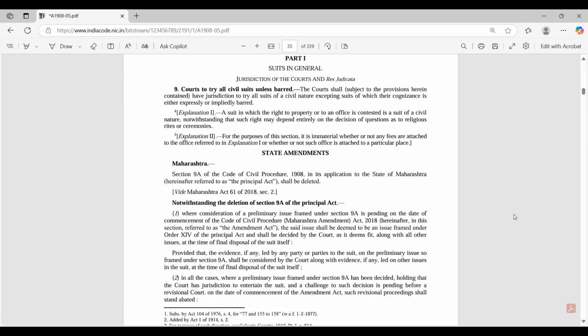So there are certain limitations: courts cannot touch those matters and do not have jurisdiction over them. Explanation 1 says that a suit in which the right to property or to an office is contested is a suit of a civil nature, notwithstanding that such right may depend entirely on the decision of questions as to religious rites or ceremonies. This is the first thing I am highlighting, and it's a very important point.